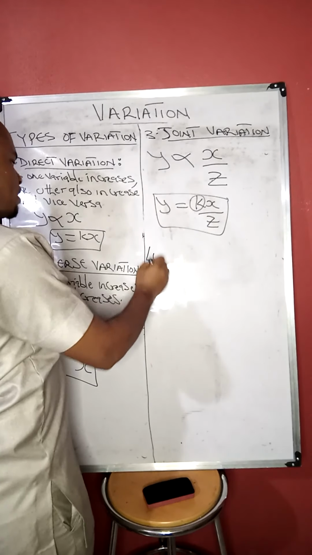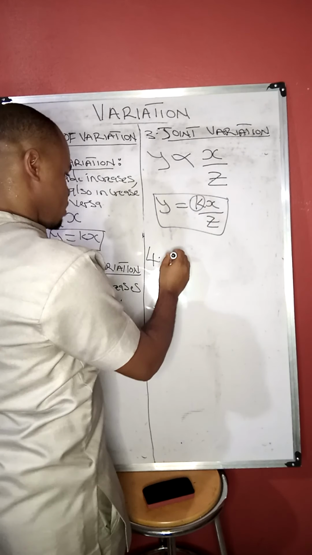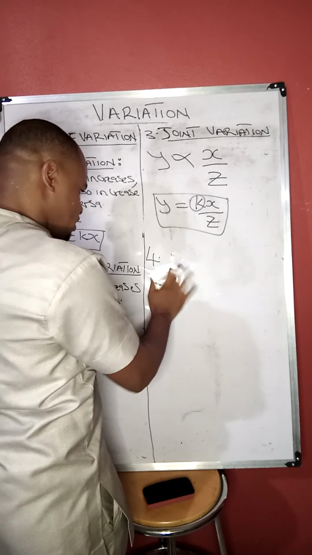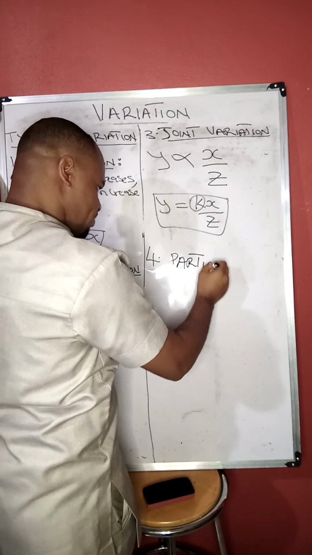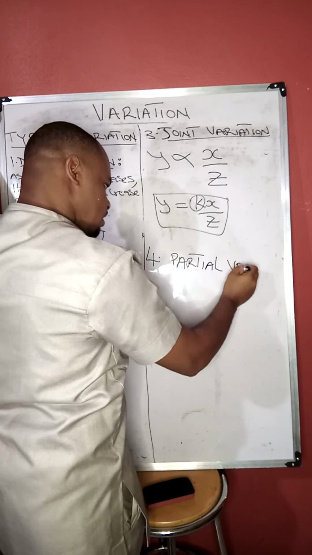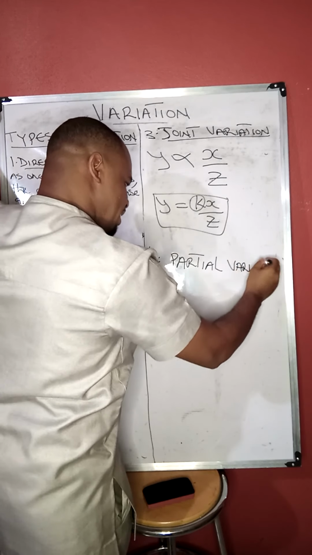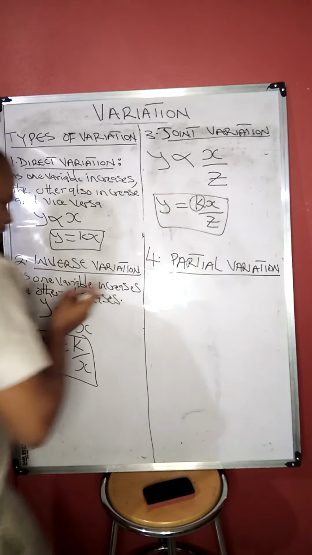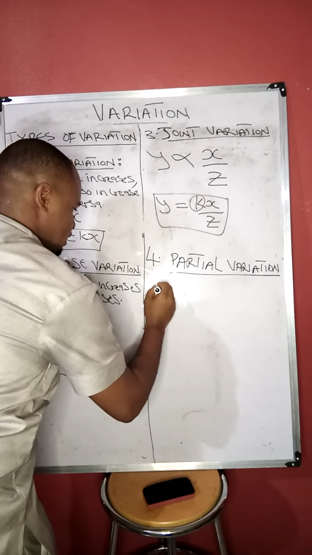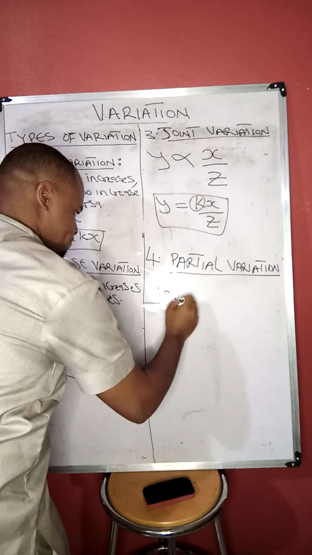Alright, the fourth type is what? It's called a partial variation. We'll be looking at this in detail some other time. Partial variation, very interesting. It's a variation that comes this way.